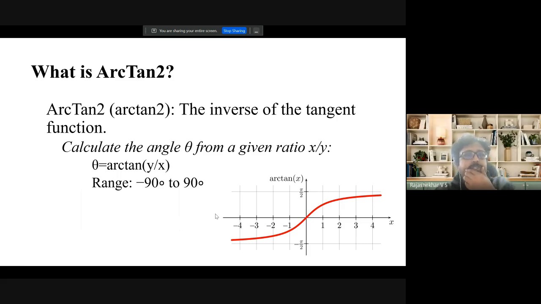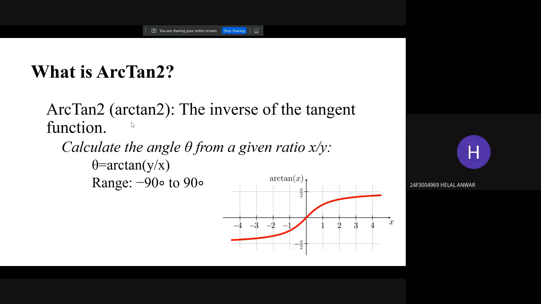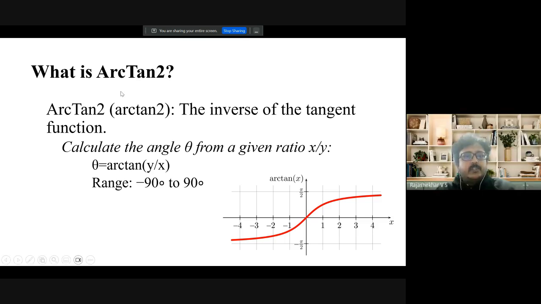Okay, next is arctan2. Have you all come across this term arctan2? It's an inverse trigonometric function. But can you tell me the advantage of using arctan2?